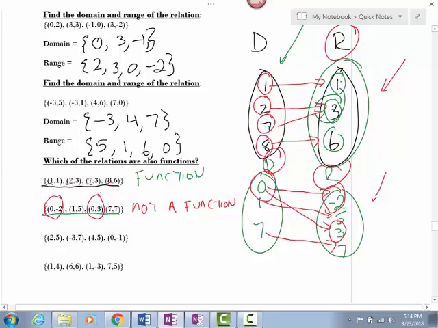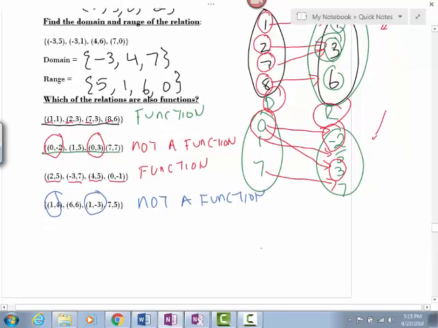So if I come back to this one here, and I notice my x values, remember the x values are the first ones. The x values don't repeat, so that is going to be a function. And in this one here, this x value is repeating with different y values. So this one here is not a function. Okay. All right.